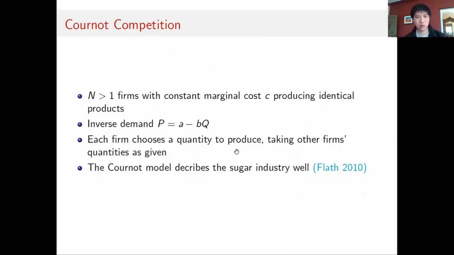So each firm chooses a quantity to produce, taking other firms' quantities as given, and prices move to clear the market. And this is a reasonable example for an industry such as the sugar industry, since the products are very close to identical. And it's also reasonable to think about quantities being produced first, and then the firm is trying to market the products at whatever price they can get.